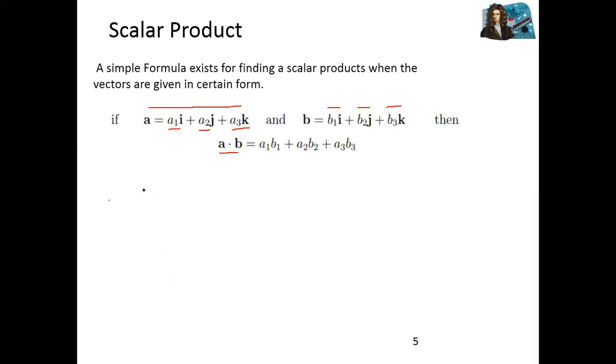A vector is given. Let's suppose a is equal to 2i plus 3j plus, let's suppose, 1k. Another vector is given, b equal to 4i plus 10j and 3k. So what is the dot product? How can you multiply a with b?